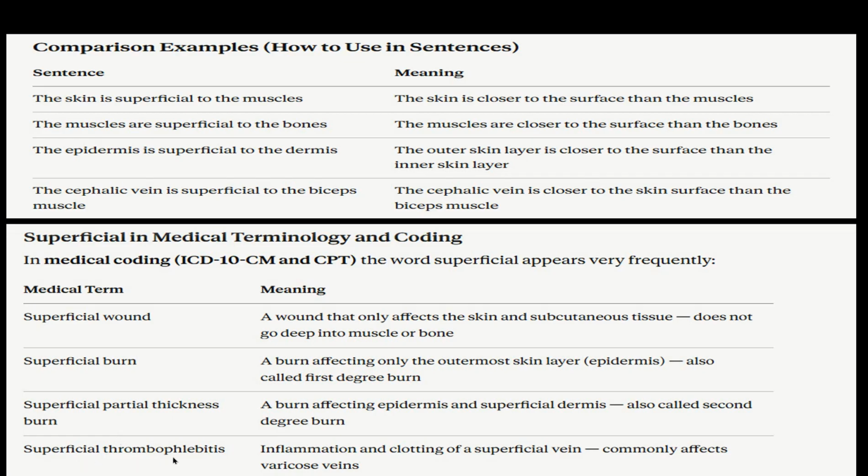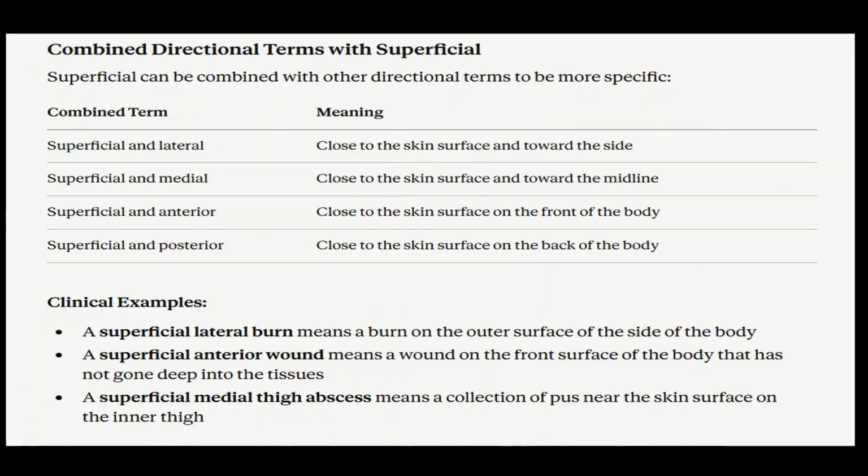Then we have superficial thrombophlebitis, inflammation and clotting of a superficial vein, which commonly affects the varicose vein. Okay, so this is also an example for understanding superficial. Right, so I think till now everything is clear, like how it is used in medical terminology and normal medical sentences. Now let's see all the combined directional terms that come with superficial.